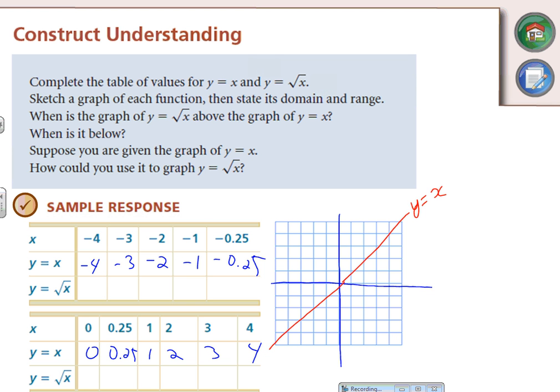Now what would happen if we take the square root of the x? So when we take the root x, we're taking our x value, square rooting it. So square root of negative 4, can't have that. It's an imaginary number. Square root of negative 3, can't have. Can't have, can't have, can't have. Oh, we can have this one. Square root of 0 is 0. Square root of 0.25 is 0.5. Square root of 1, that's 1. Square root of 2 is approximately 1.4 dot dot dot. Square root of 3 is approximately 1.7 dot dot dot. And then square root of 4 is 2.